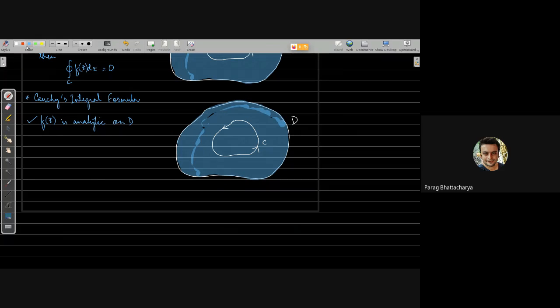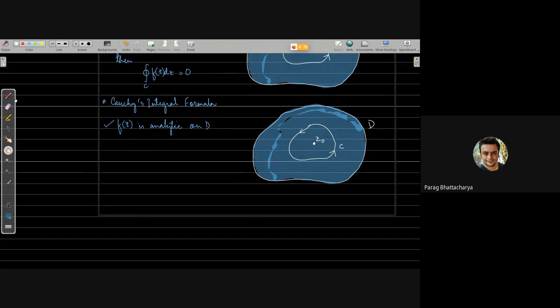But now there is a point, let's say a point which lies inside C. Let's say there is a point over here which lies inside C, and this point we'll call z naught.